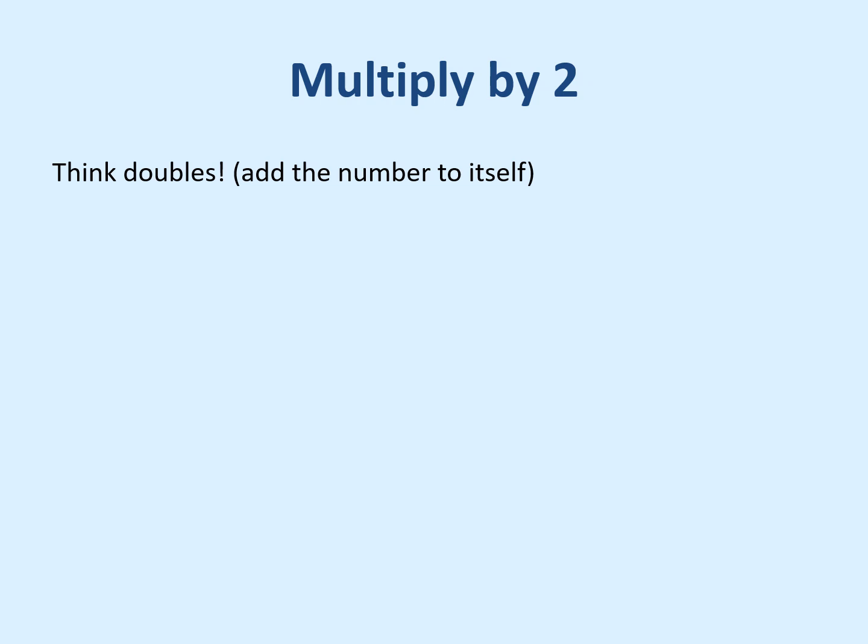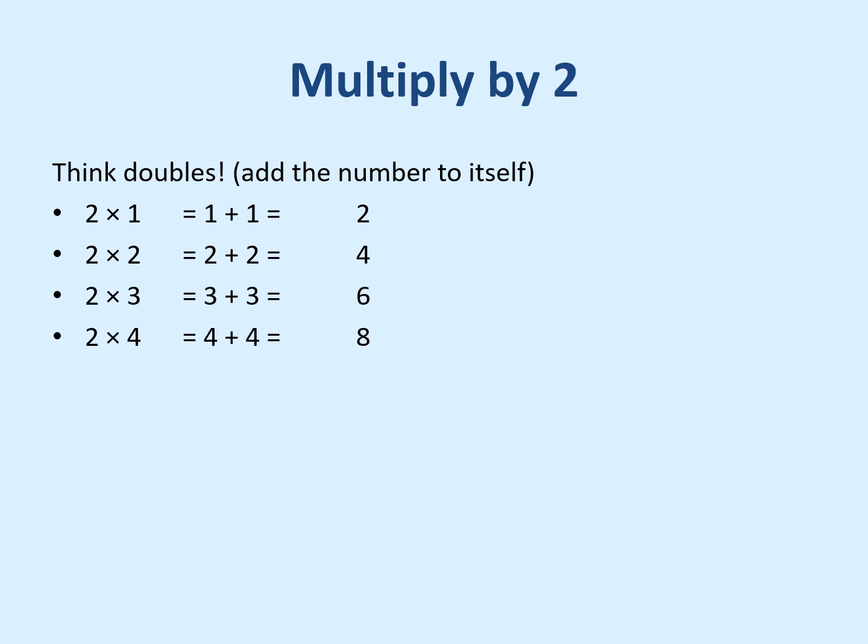Think about the doubles lesson that you learned earlier, which is you add a number to itself. So you already know that 2 times 1 is also the same as 1 plus 1, which is equal to 2. 2 times 2 is 2 plus 2, which is 4. So on. 2 times 3 is 3 plus 3, which is 6. 2 times 4 is 4 plus 4, which is 8.